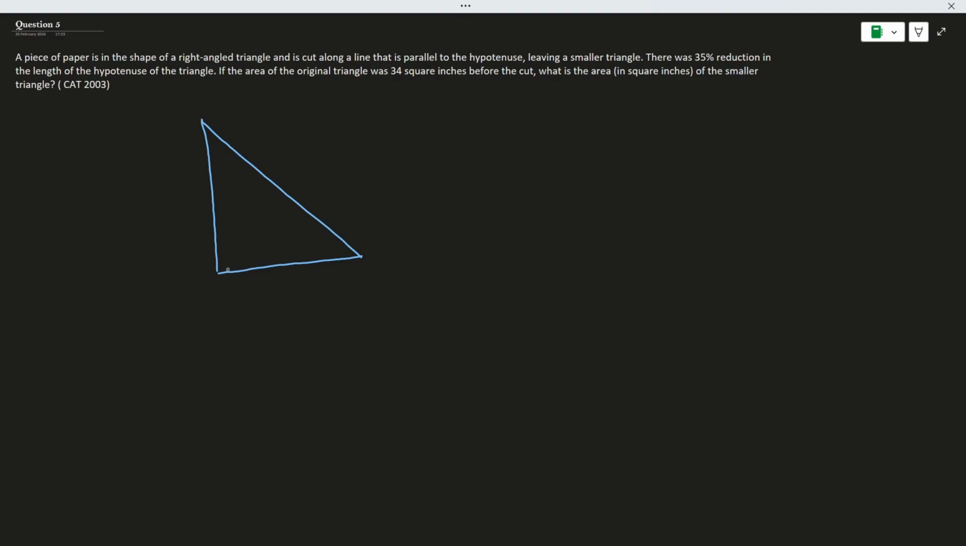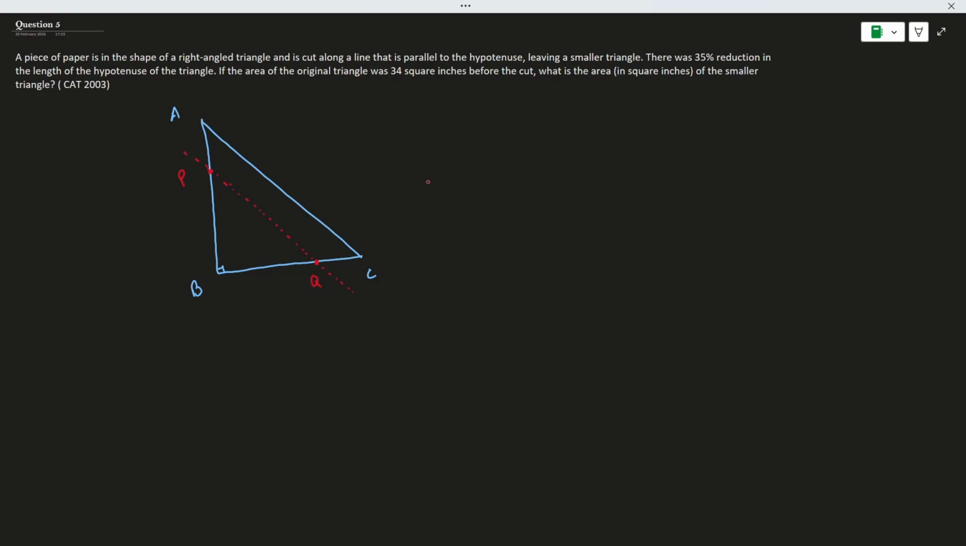Okay, this is 90 degrees. I will name the vertices A, B, C, and the triangle is cut along a line that is parallel to the hypotenuse. So AC is the hypotenuse. So let's say I am using a line which is parallel to the hypotenuse AC, leaving a smaller triangle. So suppose this point is P, this point is Q.